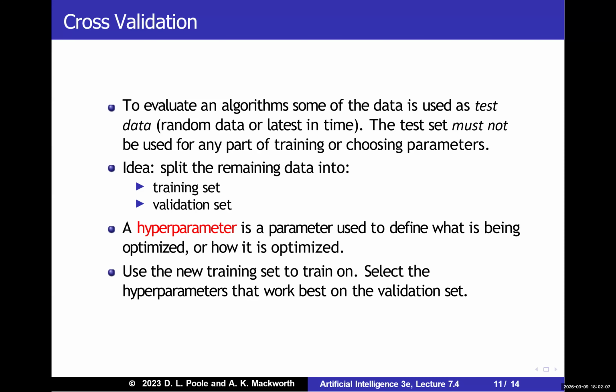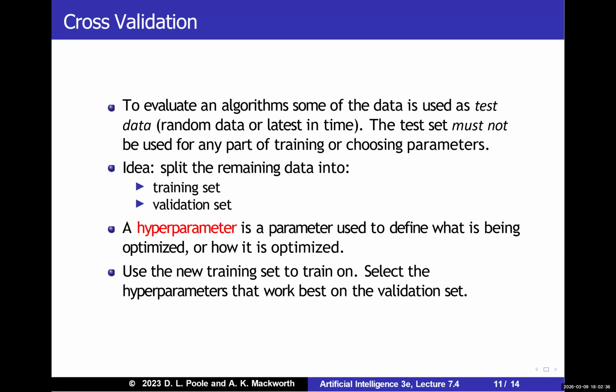And then finally, cross-validation is a technique used to evaluate machine learning models more reliably, especially when the available data set is limited. Instead of dividing the data into just one training set and one test set, cross-validation repeatedly splits the data into different training and validation subsets.